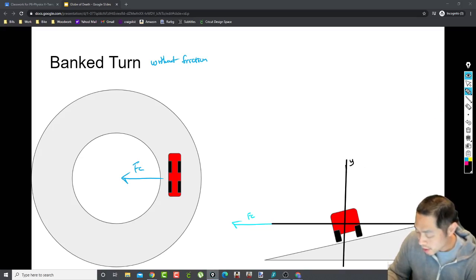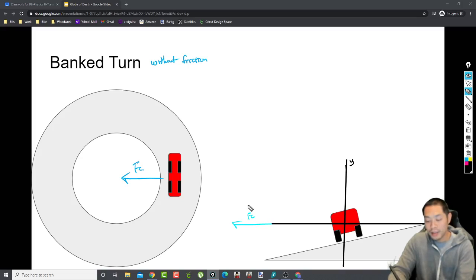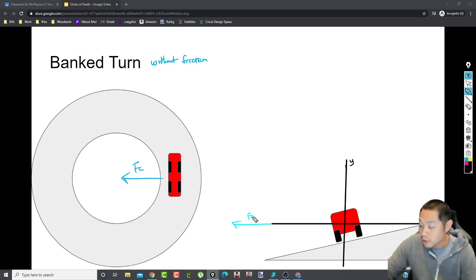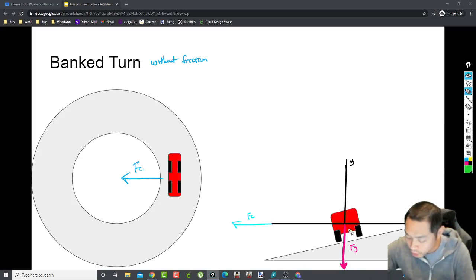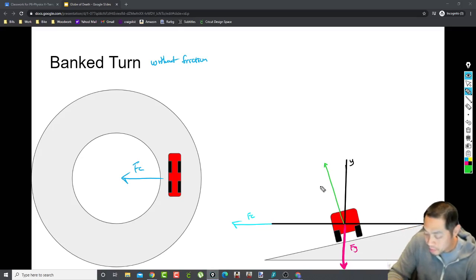So here's my y, here's my x. The reason is because I want it to be related to Fc. There's going to be two forces acting on it. There's going to be force of gravity, and gravity is going to be straight down. And this is force of gravity, and it's straight down. And then the next force that we have is force normal, and this one is perpendicular to the ground. So more like that.